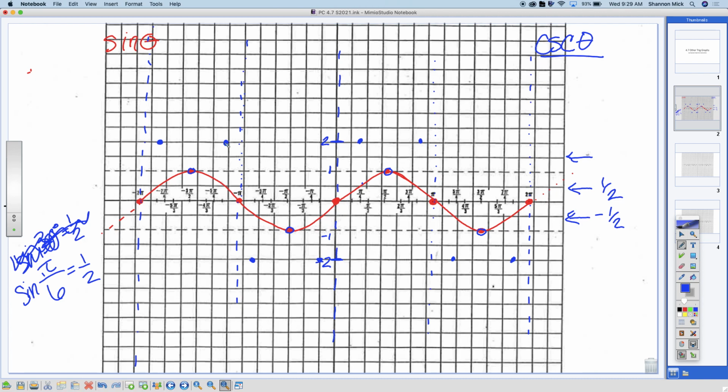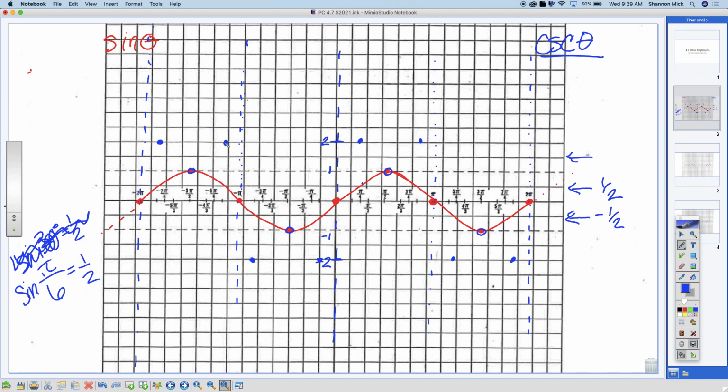You have 2 on the positive. Because what's the reciprocal of negative 1/2? Negative 2. So all we're doing is reciprocating those points. Could we reciprocate every single one of the points that fall on this curve? Yes, but I don't want to do that. That's way more complicated than we need to do, right?